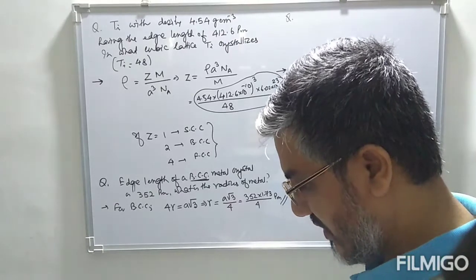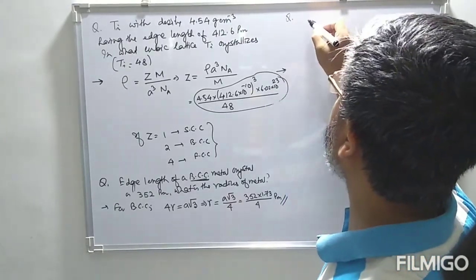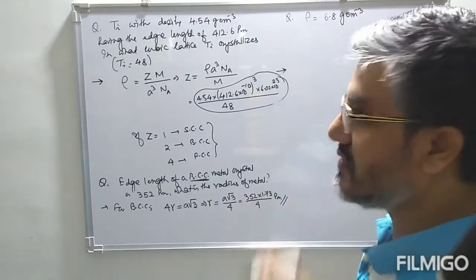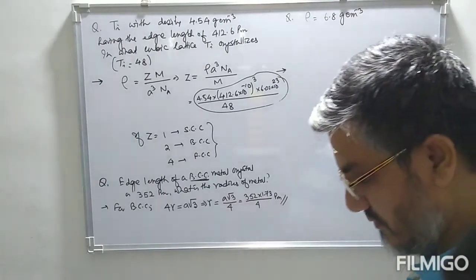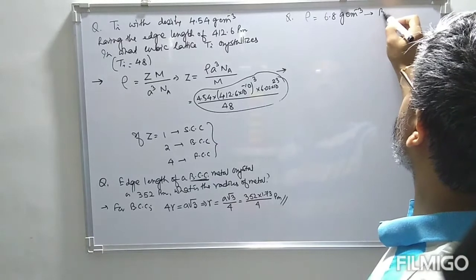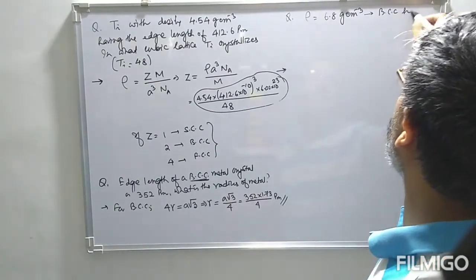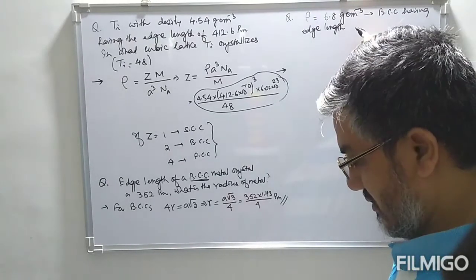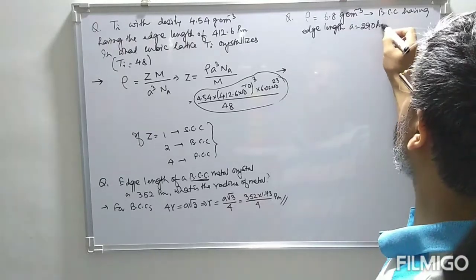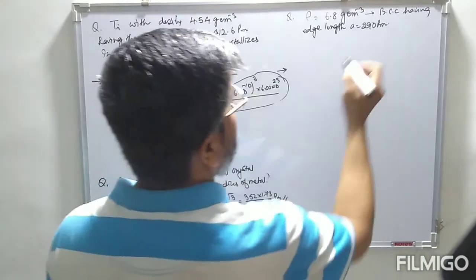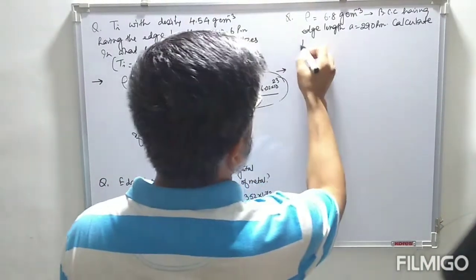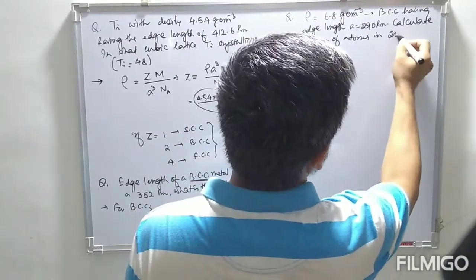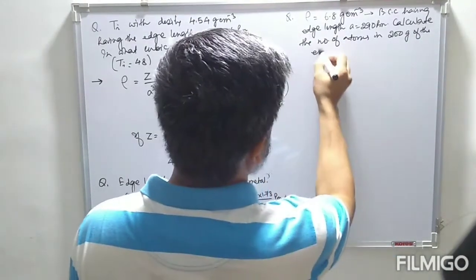One more question is, the density of an element is 6.8 gram per centimeter cube. So we have an element with density 6.8 gram per centimeter cube. This crystallizes in body centered cubic type, having edge length a equals to 290 picometer. Calculate the number of atoms in 200 gram of the element.